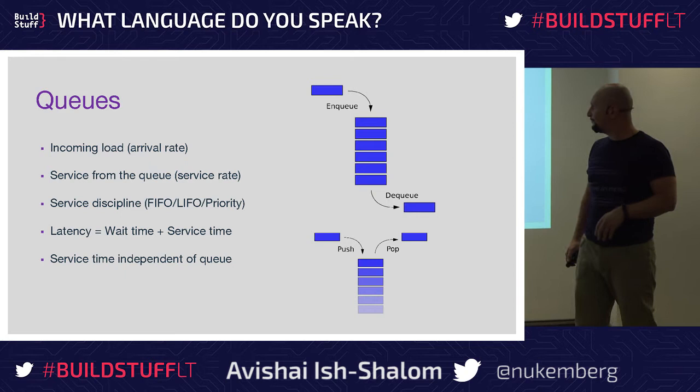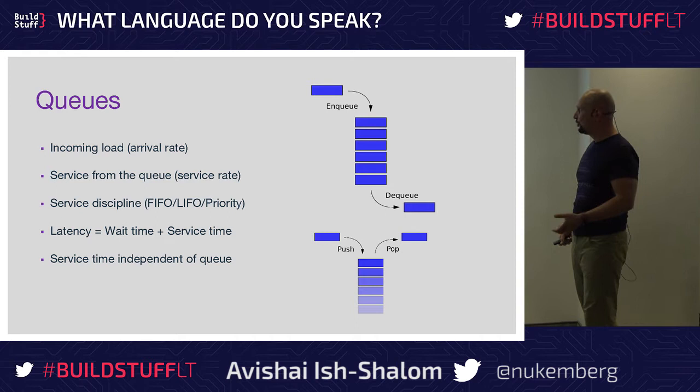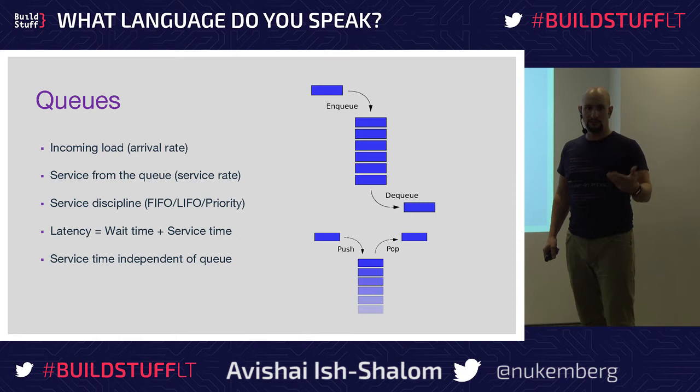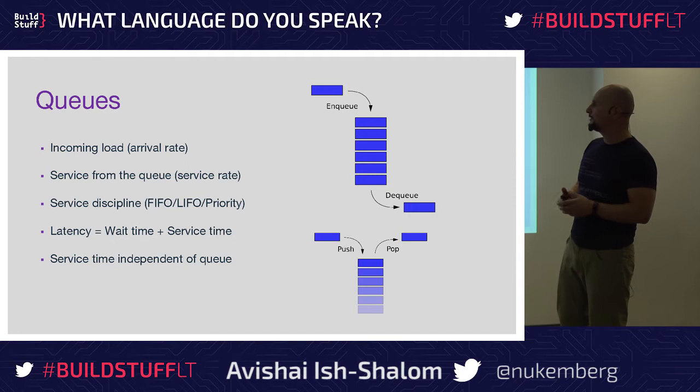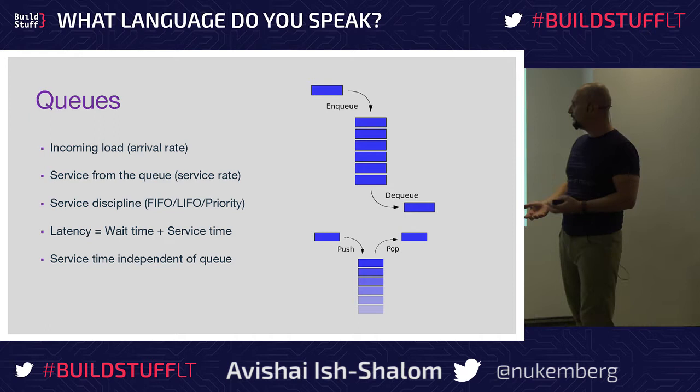And what is a queue? This is the basic model of what a queue is. It's a buffer. It has some capacity. Work goes in at some rate, we call it the arrival rate. And work goes out at some rate. We have a service center that takes the work out and processes it, and we call that the service rate. And we have some strategy for taking jobs out of the queue. We call that the service discipline or the dequeuing strategy, whatever you want to call it.